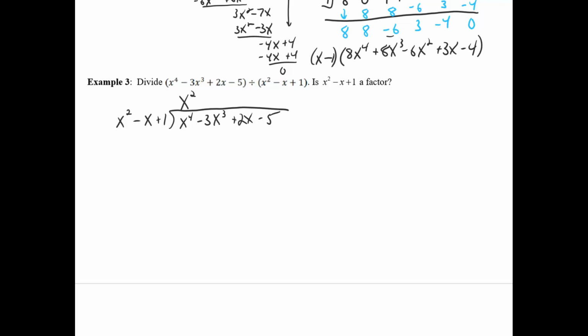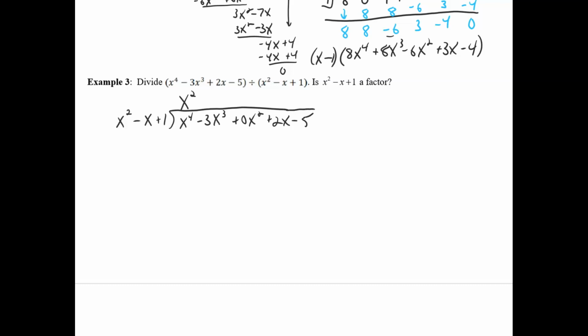Then we actually distribute that x squared over all 3 terms. Oh, I missed something here. I noticed I missed a 0x squared. So I'm going to just fix that before I go any further. So I have x to the 4th minus 3x to the 3rd plus 0x squared plus 2x minus 5. Okay, that just makes it a little bit easier to see what's going on.